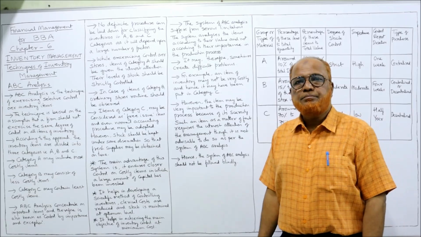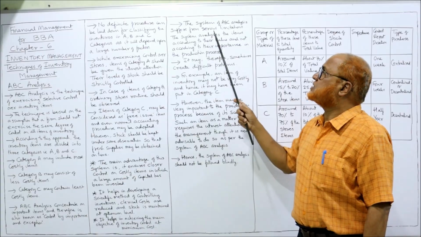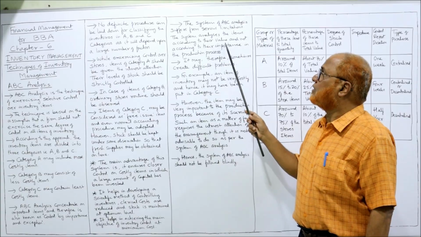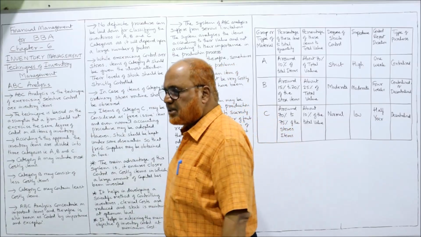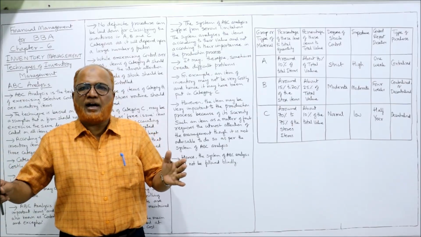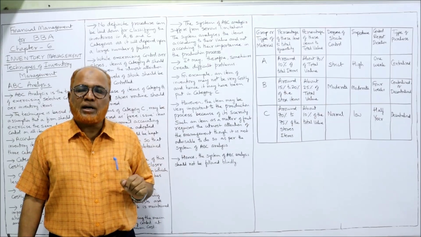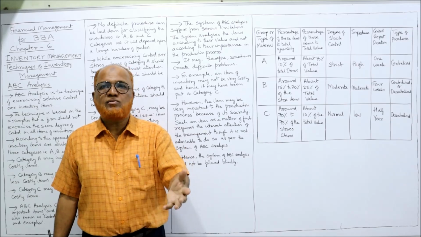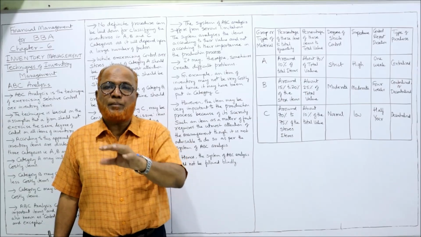Now, this system also suffers from limitations. The system of ABC analysis suffers from serious limitations. The system analyzes the items according to their value and not according to their importance in the production process. See, this ABC analysis will classify the items according to value, not according to importance. Sometimes what will happen is that an item is not so valuable, but it is very important. The value is very less, but it is very important in the production process.